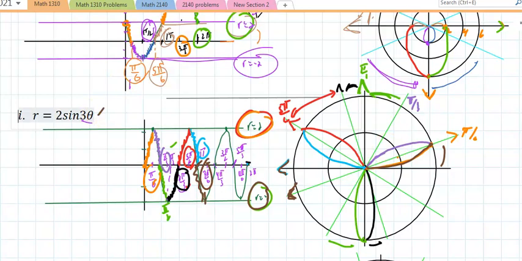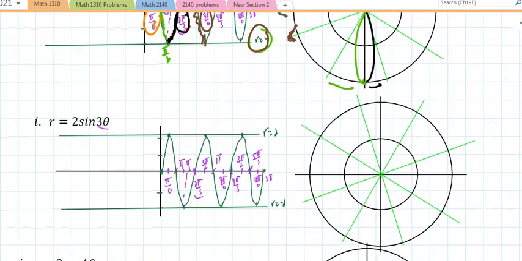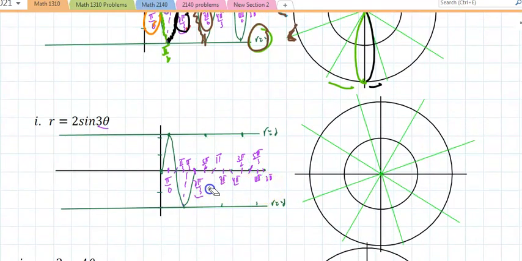Now, how are we going to actually graph this? The way we're going to graph this, we're not going to need all of this. We're going to use symmetry, and it's going to make our life a lot easier. This is how we're going to use symmetry.